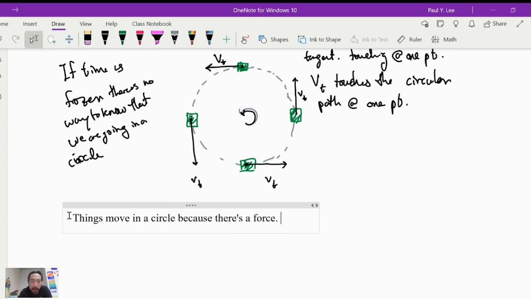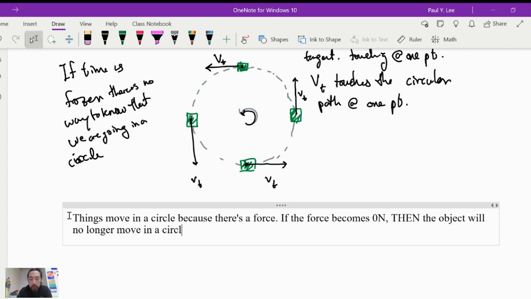Okay, so here's a big moment, and there's a lot of questions about this idea, so I want to make sure I pointed it out. If the force becomes 0 newtons, so the force that causes the object to move in a circle becomes 0 newtons, then the object will no longer move in a circle, but in a straight path, and that straight path is along VT. Meaning if there's no reason for this object to move in a circle, if it just stops, the object will move in a straight line, in the direction of the tangential velocity.